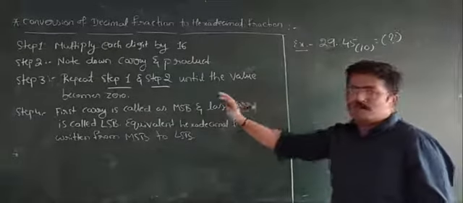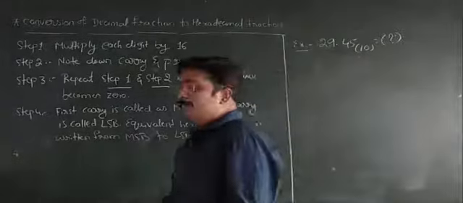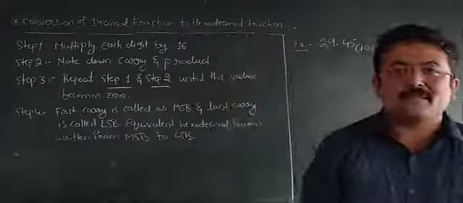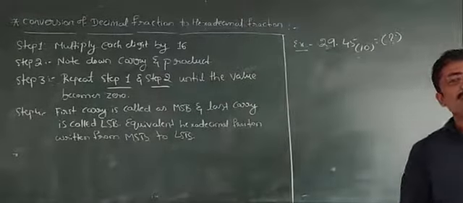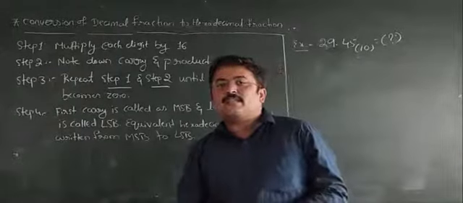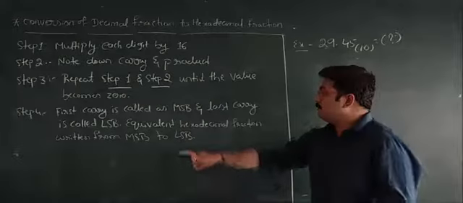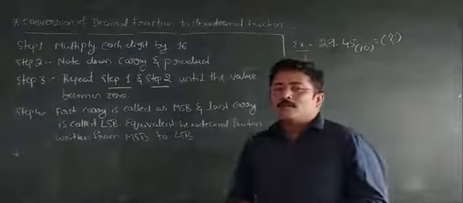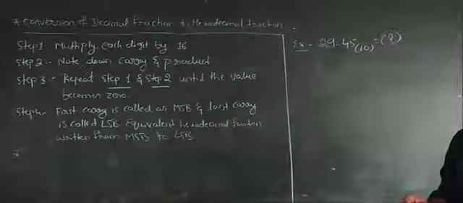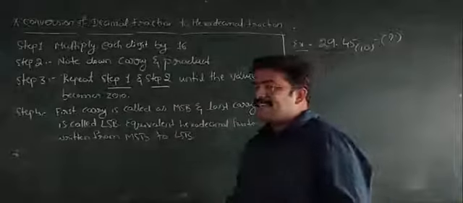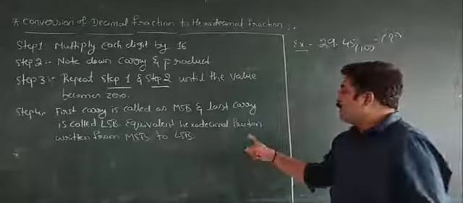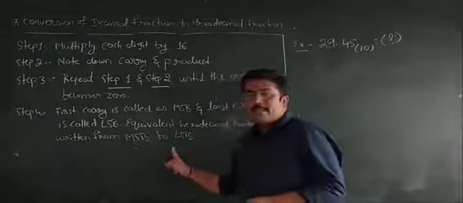Step 4: the first carry is called MSB, that is the most significant bit, and the last carry is called LSB, that is the least significant bit. After noting down the first carry and the last carry, I should write the equivalent hexadecimal fraction number. So I can write it from MSB to LSB.